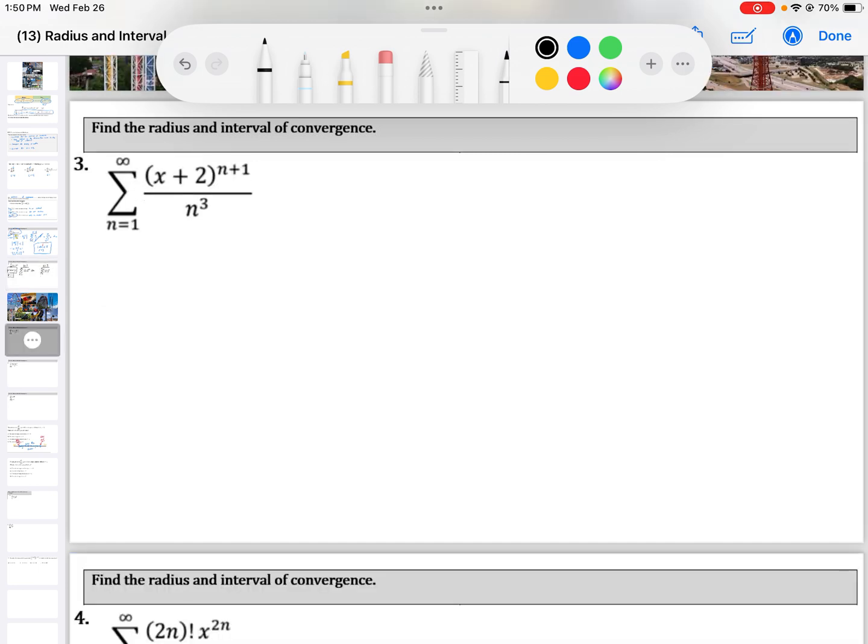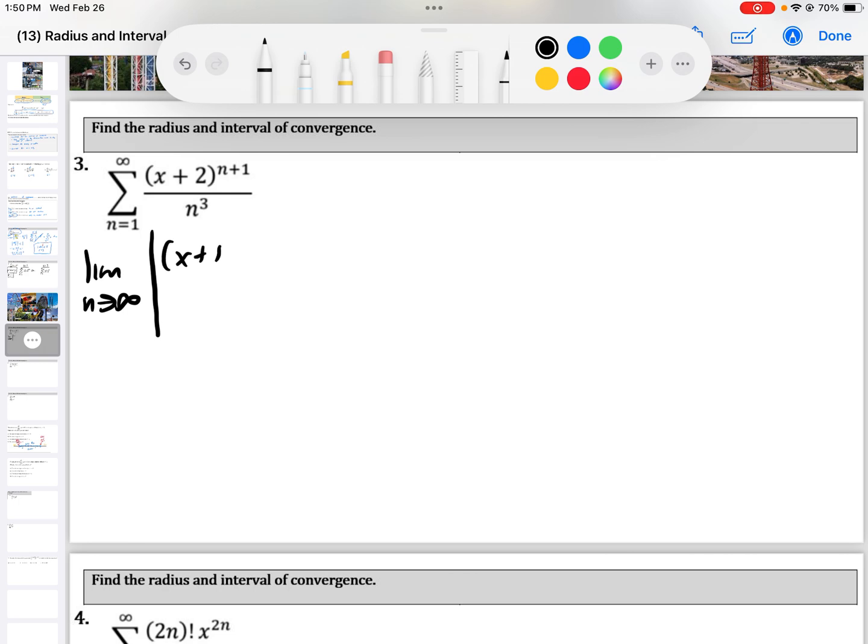All right. Let's do another one. Number 3, find the radius and interval of convergence. So whenever I get a power series and I've got x in there, I'm thinking, okay, they're going to ask me for what x values does this thing converge. So it wants to know the interval of convergence. So I'm going to set up my little ratio test thing.